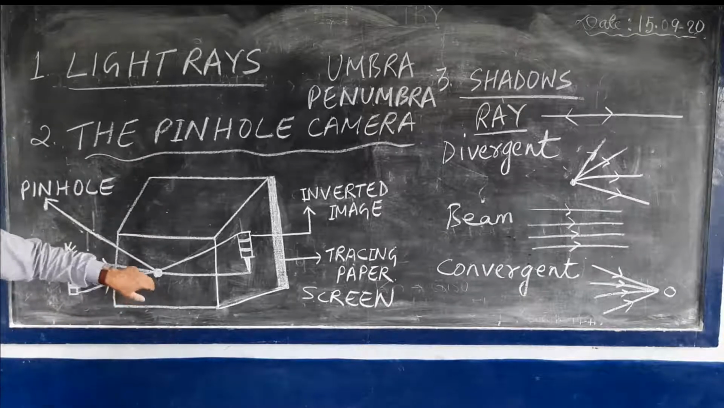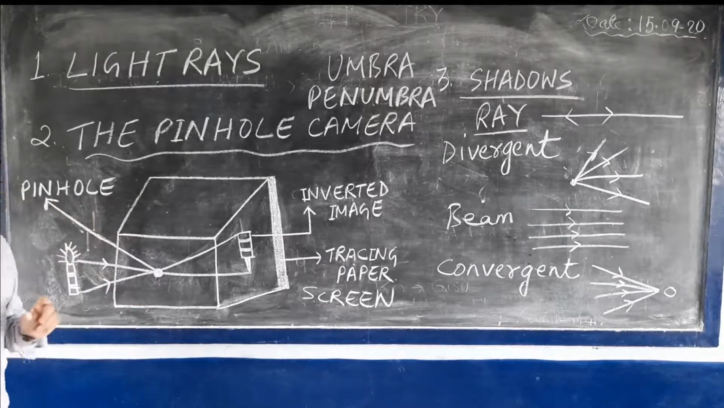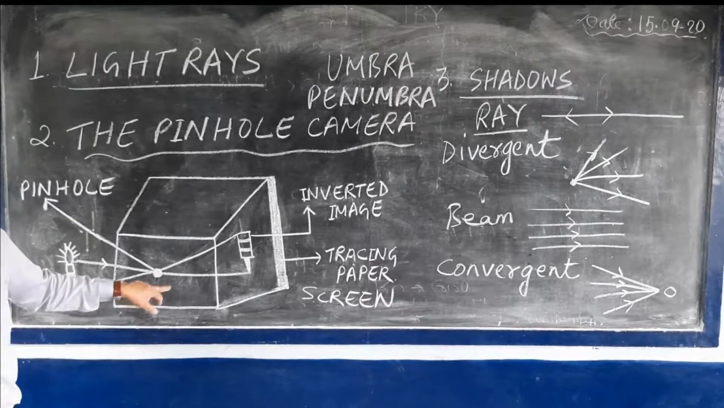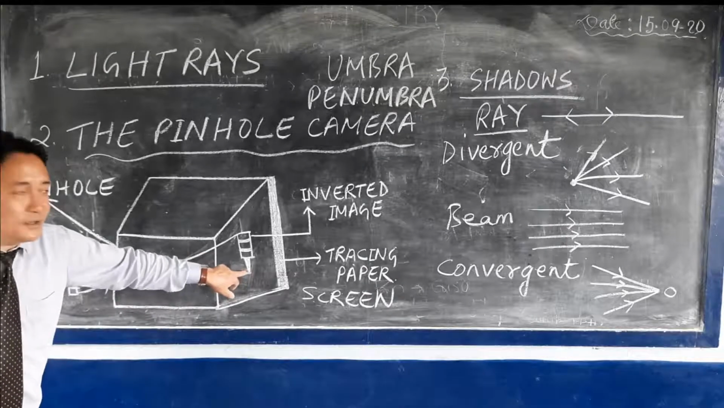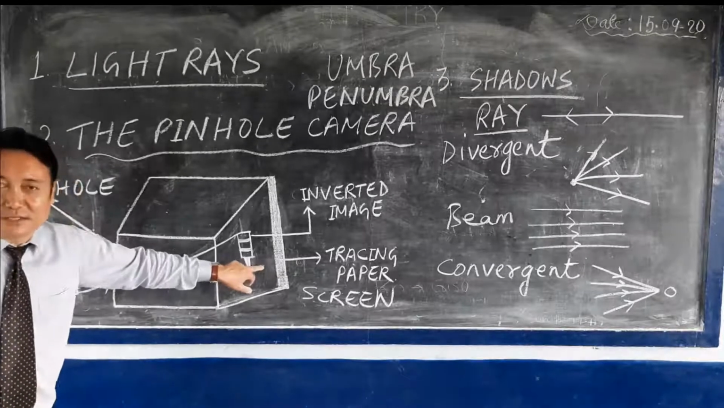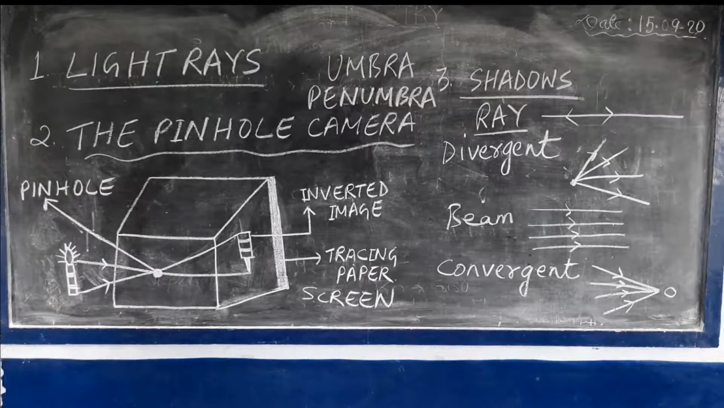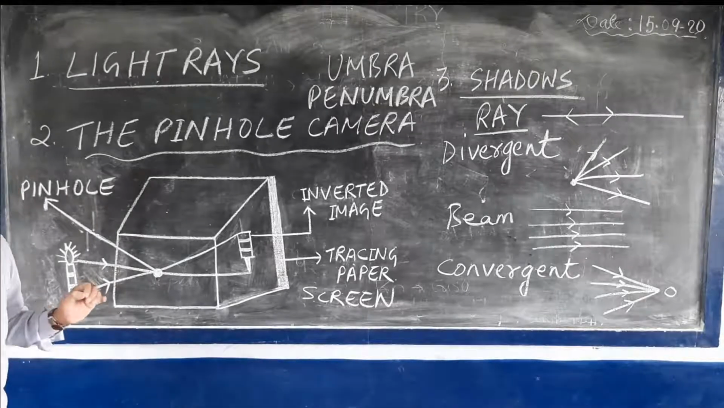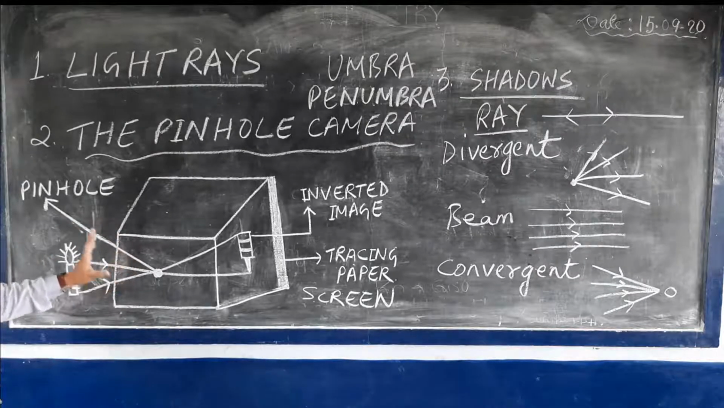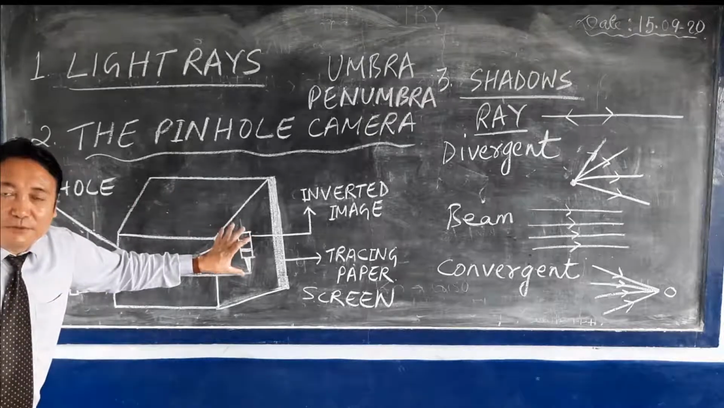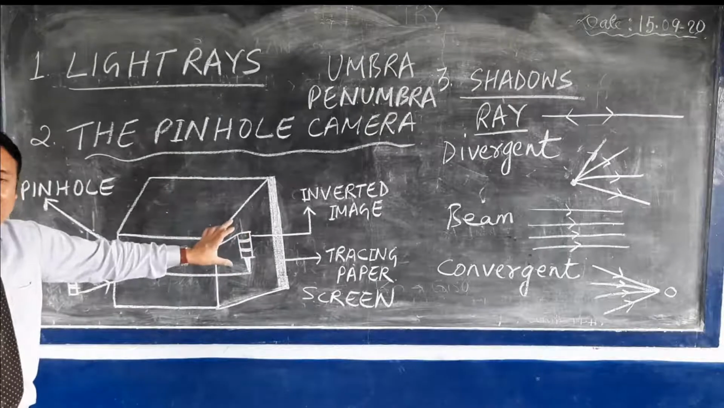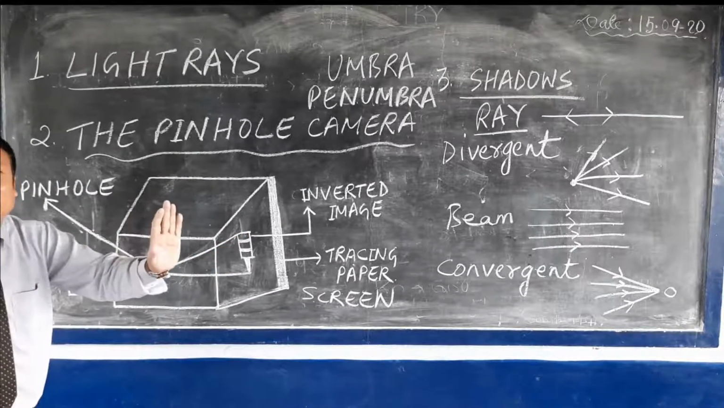Now, when you make the hole larger, when you make a bigger hole here, then what will happen is that the image will become blurred. The inverted image formed on the screen of this lighted candle will become blurred. Why it becomes blurred is that when you make the larger hole, the image which is formed on the screen of a pinhole camera will become blurred. Blurred means you cannot see the image clearly.